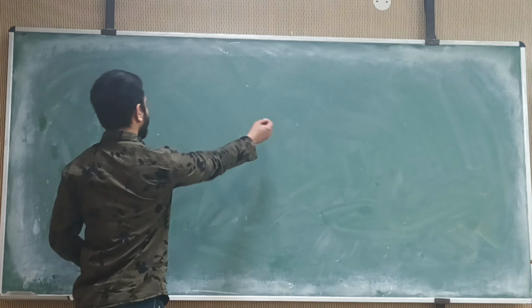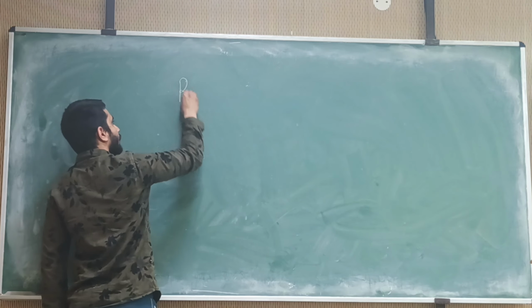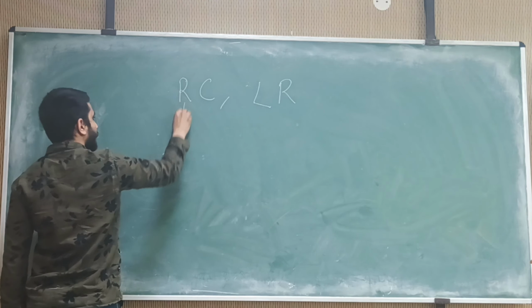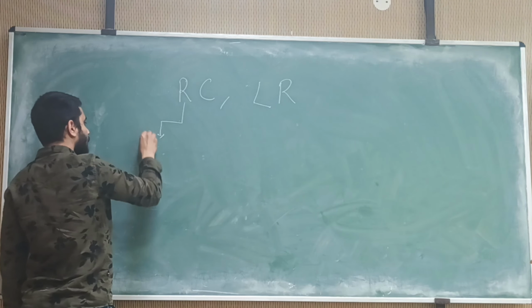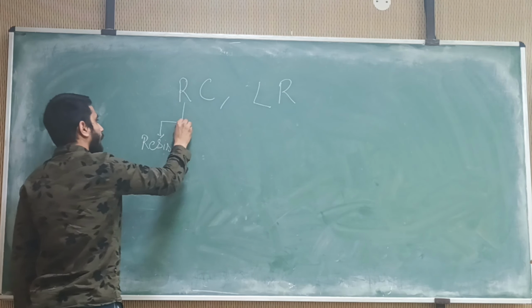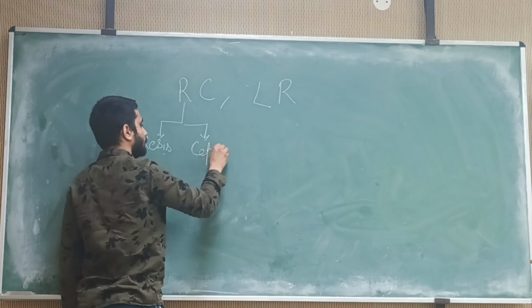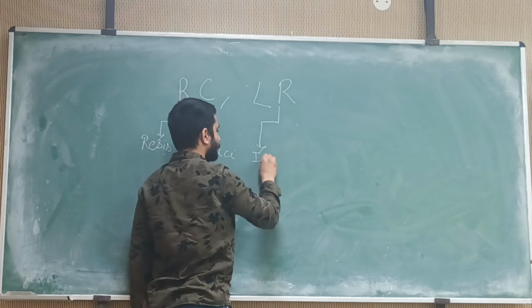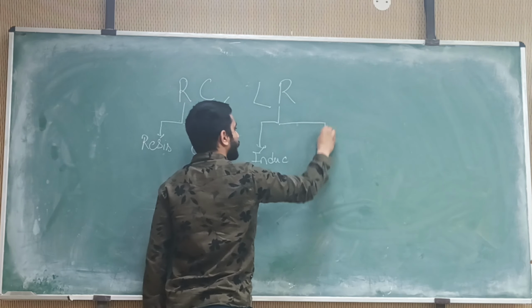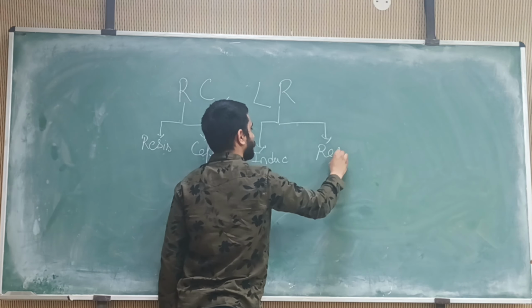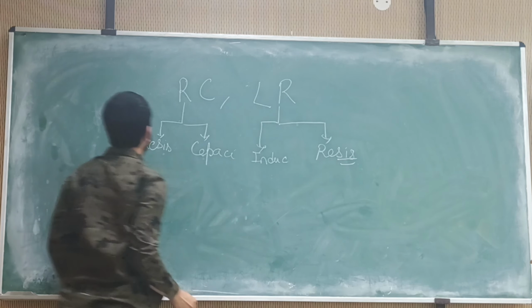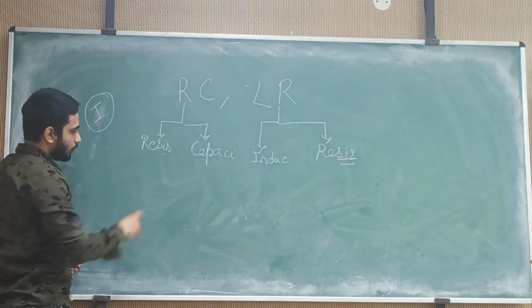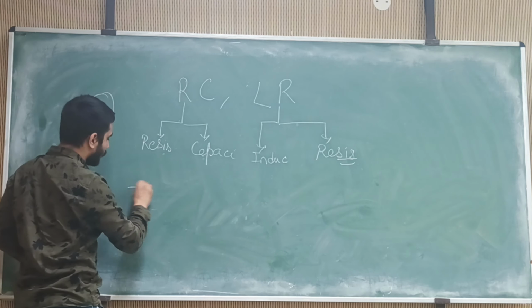In electrostatics, we have the RC circuit and the LR circuit. The RC circuit has resistance and capacitance, and the LR circuit has inductance and resistance. So what is the concept of current in this, I? How will we draw this RC circuit? We will draw it like this.